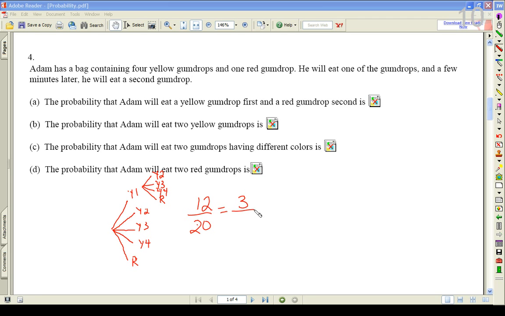So again, you can simplify this a bit. You can divide both these by 4. In that case, you'd end up with 3/5.